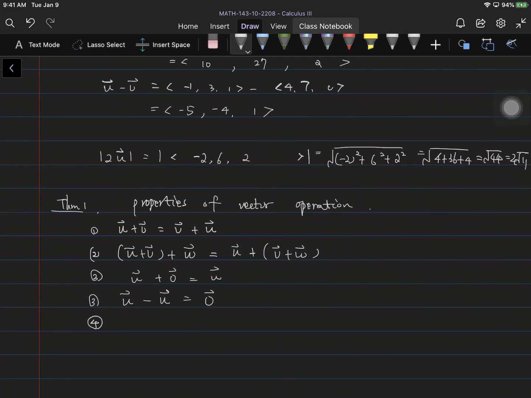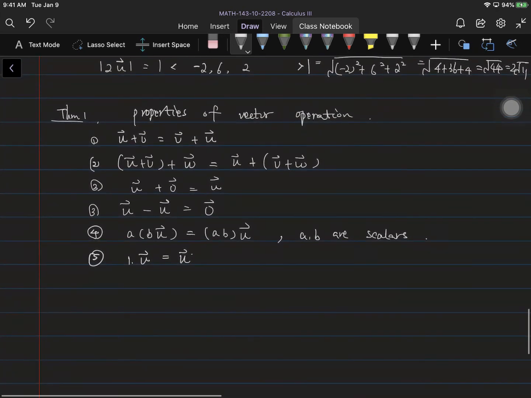Number 4, here a is constant or scalar and b is also scalar, and this one we can write down as ab times the vector u. And here we say a, b are scalars. Number 5, 1 times u vector, which is just the u vector. It's like 1 times every component of u, so same as the vector u. Number 6, 0 times u vector is 0 vector.